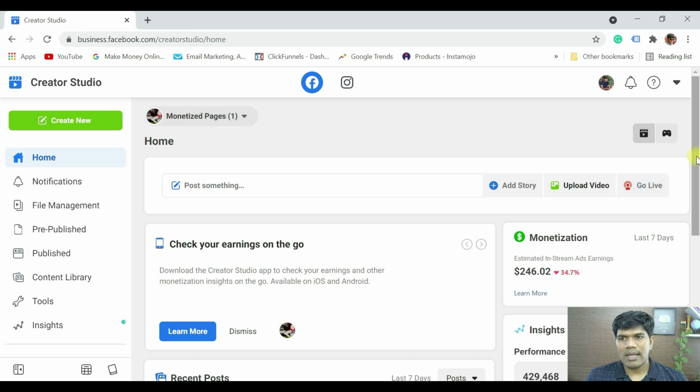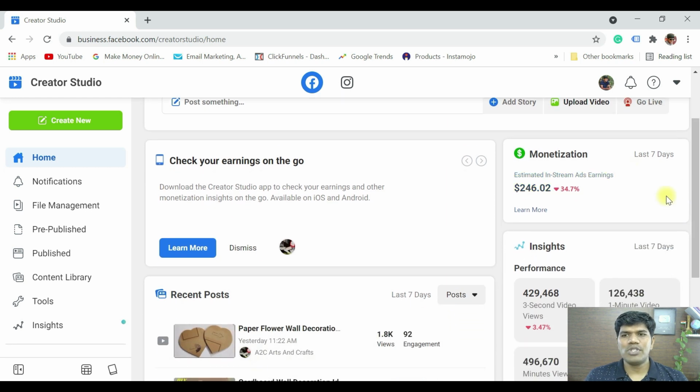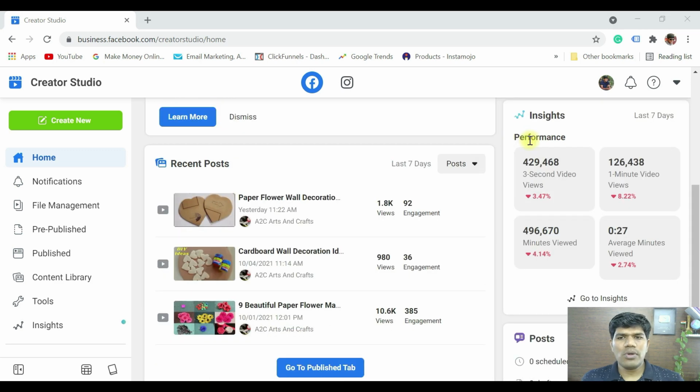Now towards the right side, it quickly gives you an update about how your page has been performing in the last 7 days, compared to the previous time. So it is saying that in the past 7 days the page has earned around $246, which is slightly lesser compared to the previous 7 days. So here it also shows the performance section, which gives you a quick idea on how exactly your page has been performing. This is the 3-second video views.